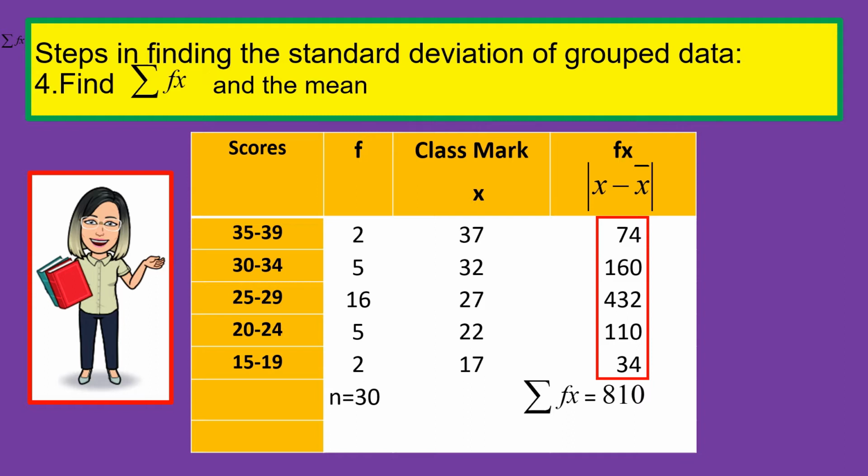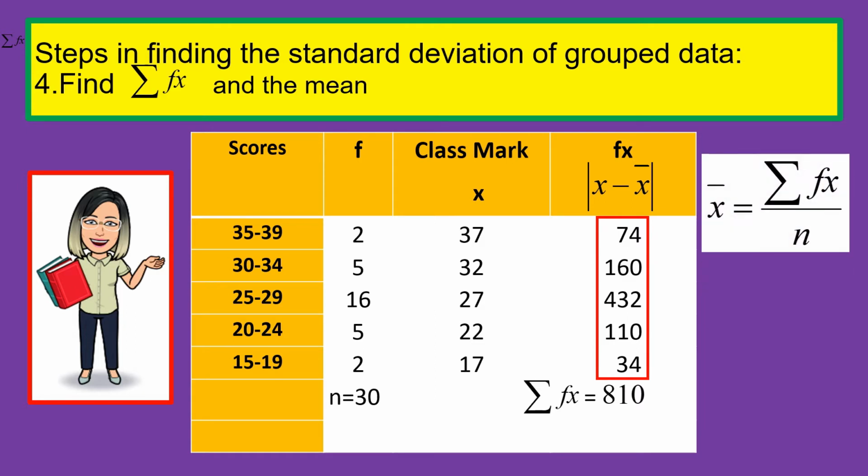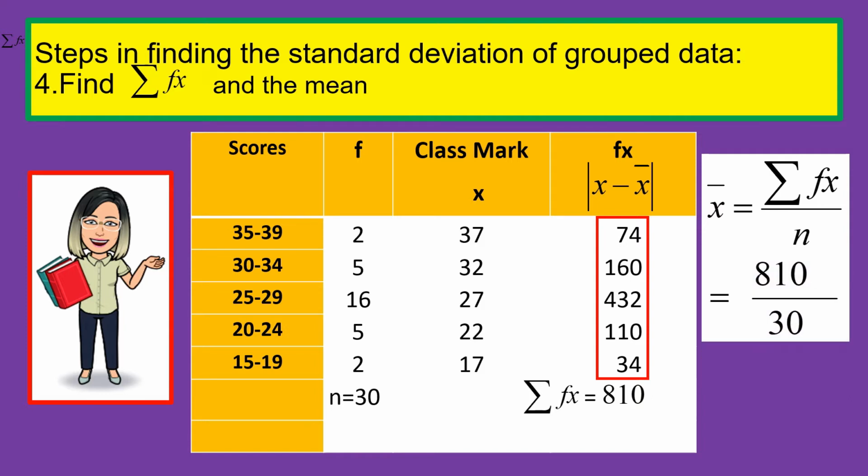We will find the mean. How do we find the mean? The formula in finding the mean is summation of fx over n. What is summation of fx? That is 810. And what is n? That is 30. 810 divided by 30 is 27. Therefore, our mean is 27.